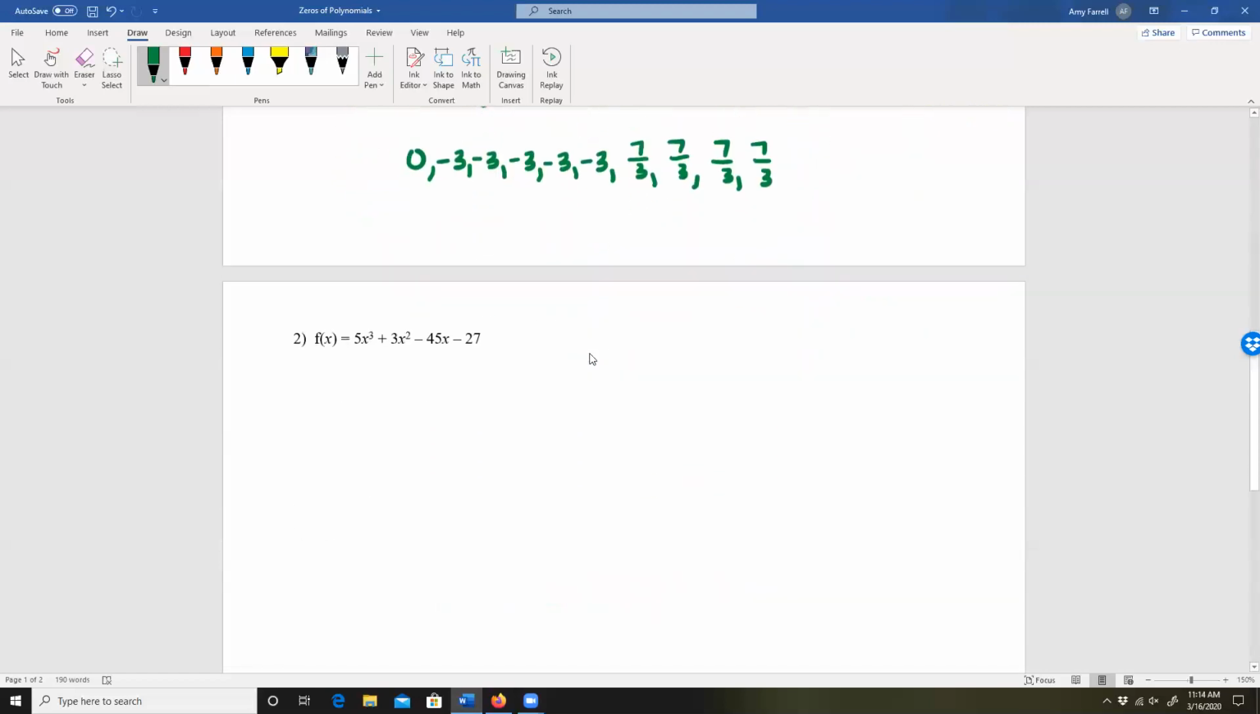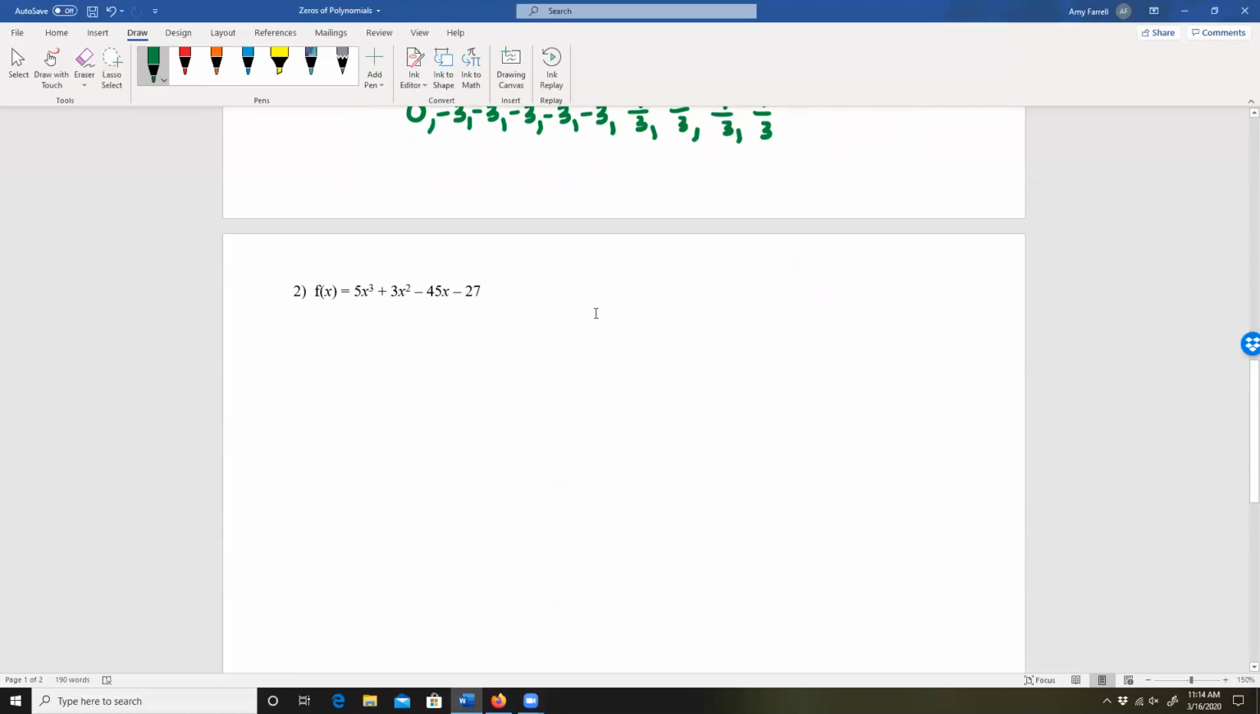Okay, let's see a couple more. I won't explain these in as much depth as I just explained that one. Okay, so to find the zeros, I need to solve the equation f of x equals 0. Now, in the last problem, it was already factored for us. F of x was factored. This one is not factored, so we're going to have to factor it ourselves.